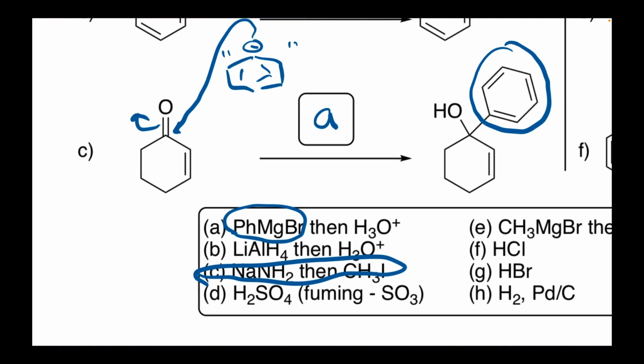Phenyl magnesium bromide would be a benzene ring with a magnesium bromide, and that's made directly from bromobenzene by treating it with magnesium metal. Remember the Grignard reagent?